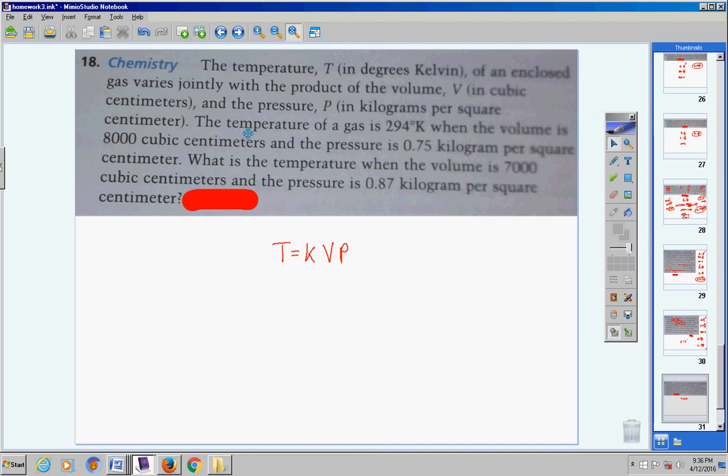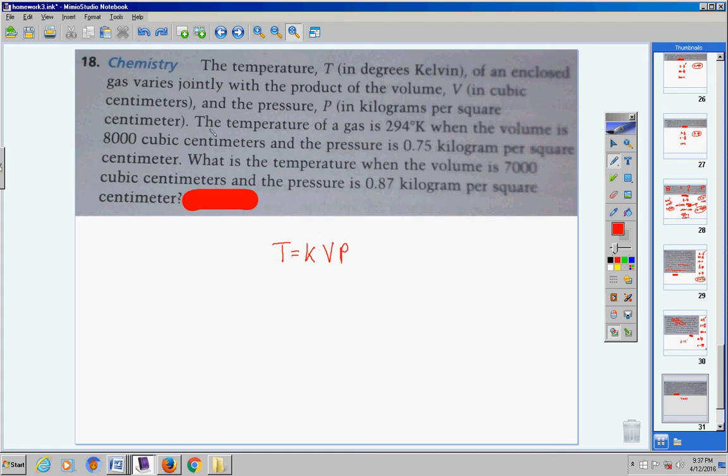The temperature of a gas is this much when the volume is 8,000 cubic centimeters. The pressure is this. What is the temperature? So we're looking for T when the volume is 7,000 and the pressure is 0.87. Well, guys, they do not tell us to find a model, but I'm telling you now we need to. It's going to be very helpful to us. If we're going to write the model that models this situation, then we have to solve for K first. We can't solve for K unless we know what T, V, and P are in one scenario.